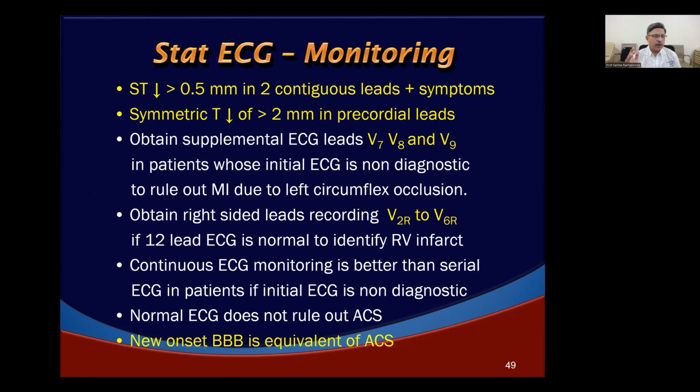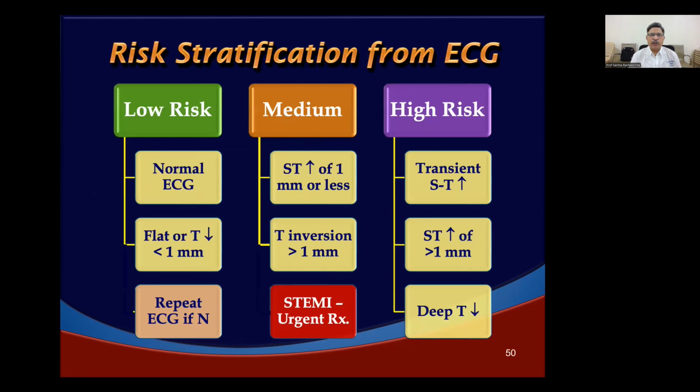If somebody has new onset bundle branch block, it is the same as acute coronary syndrome. Don't ignore new onset bundle branch block. Okay. Now, I have to risk stratify. Once I have admitted the fellow, they will ask what sort of risk he is having.